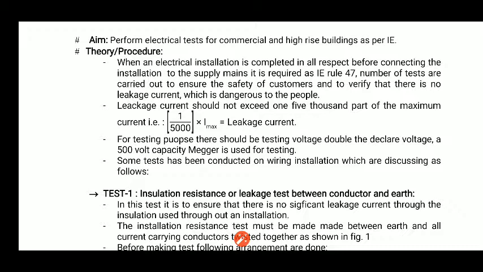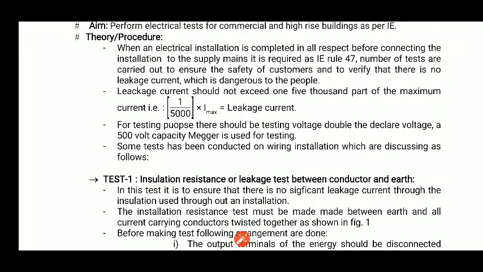As per the Indian Electricity Rules, how many methods are to be performed in electrical testing? So we can discuss: when an electrical installation is completed in all respects, before connecting the installation to the supply mains, it is required, as per the IE rules 47, that a number of tests are carried out to ensure safety and verify that there is no leakage current which is dangerous to the people.